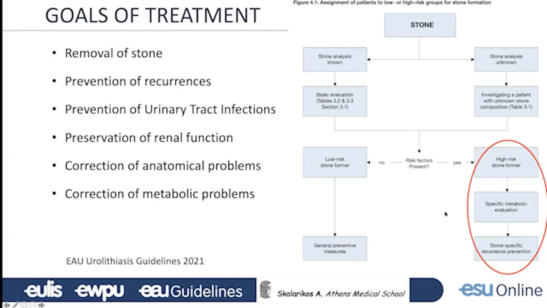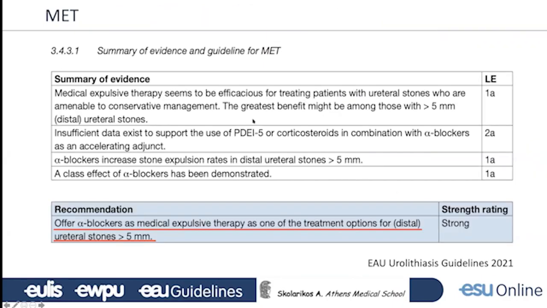When we talk about high-risk stone formers, and children are high-risk stone formers, then after the basic evaluation, you should perform a specific evaluation. In adults, this is the 24-hour urine specimen collection, and we will see if this adapts to children in a minute.